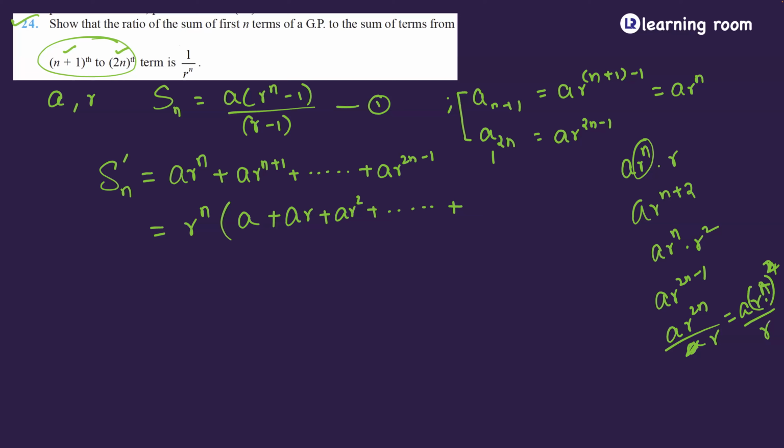If you're saying it is AR, you're trying to say that this R is cancelling this R power 2n this many times. Actually, this AR power 2n minus 1, you can leave it as AR power 2n minus 1 itself. We need not do anything to it. So now you tell me how many terms there actually are. So AR power 2n minus 1 is going to be A by R into R power 2n.